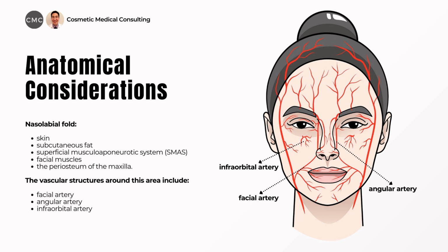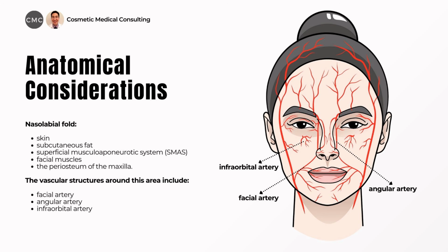For the provider, it's essential to understand the intricate anatomy of the nasolabial fold area. It consists of 5 layers: skin, subcutaneous fat, superficial musculo-aponeurotic system, facial muscles, and the periosteum of the maxilla. The vascular structures around this area include the facial artery, angular artery, and infraorbital artery. As the facial artery runs near the nasolabial fold, always aspirate before injecting to avoid intravascular injection and subsequent complications.